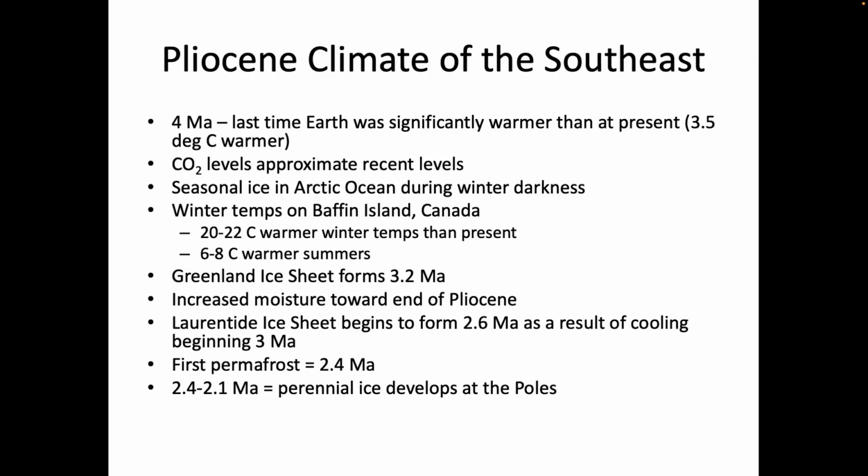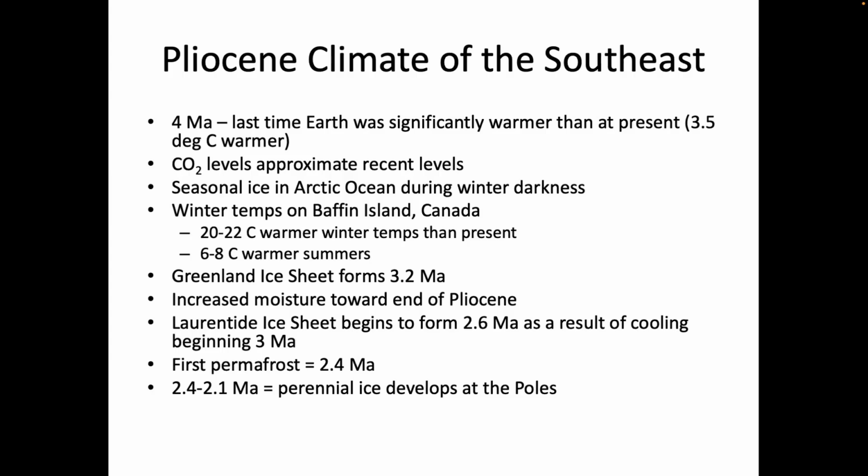The Greenland ice sheet forms about 3.2 million years ago. By the end of the Pliocene, we got more moisture. It's less dry. It's getting moisture. And finally, by 2.6 million years, which is literally the tipping point, that's the beginning of the ice age, where this big ice sheet begins to cover North America. We call that the Laurentide ice sheet.